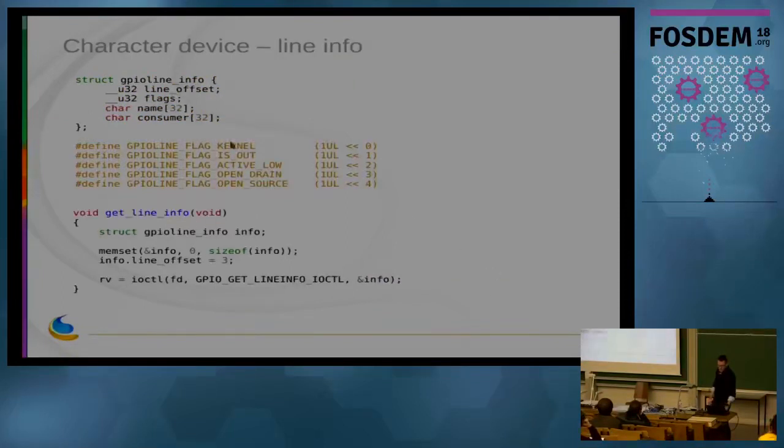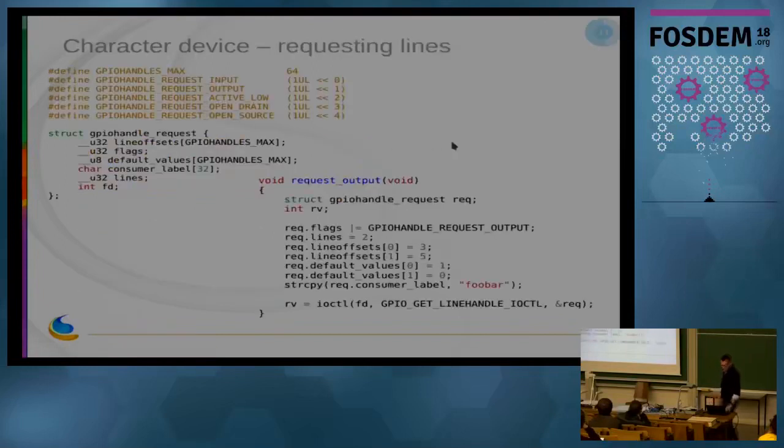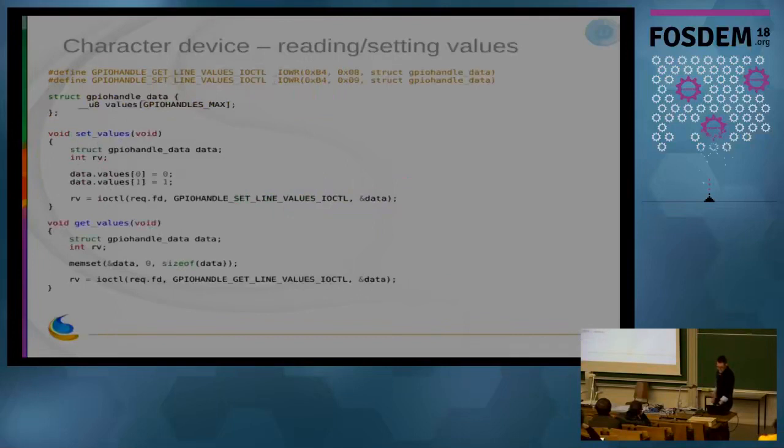If you would run the line info again on this, we only requested one line, and the consumer label is going to be this string. And then again you run the ioctl on the file descriptor returned by the initial open. As you can see, there is this fd integer in the structure, which is going to be filled by the kernel with a new file descriptor that corresponds with the set of lines that you just requested. Once you have this new file descriptor, you can start setting the values of GPIOs or reading them.